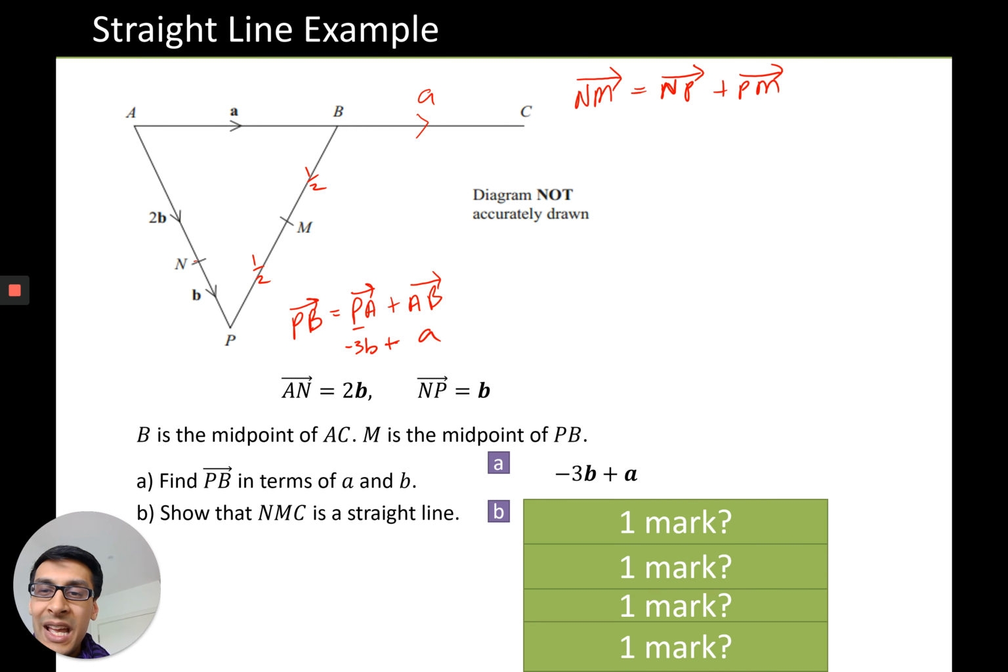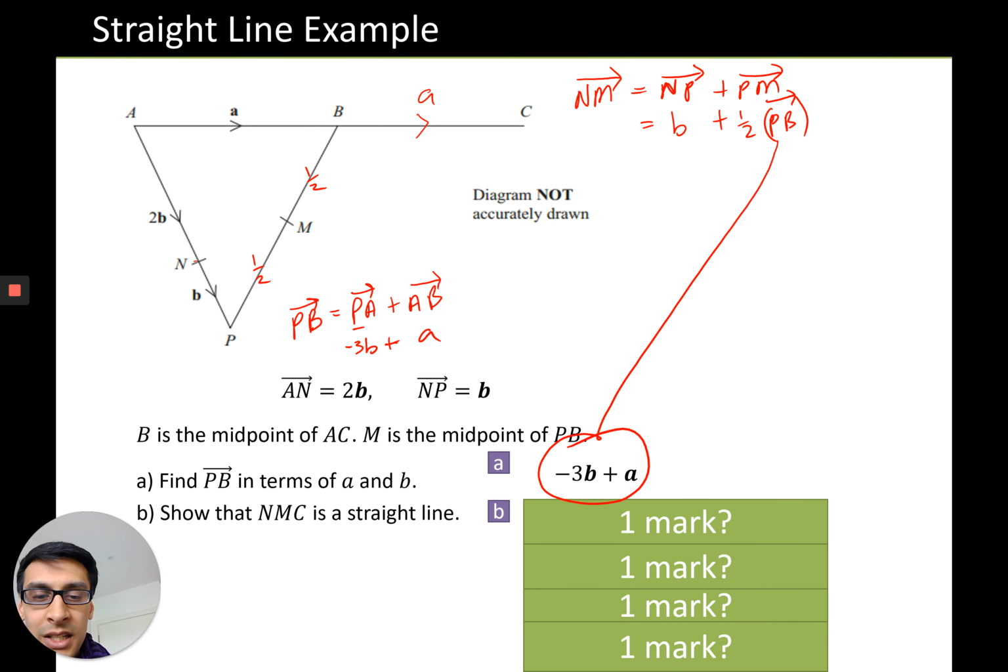Now let's figure out NP. So NP is just B, and PM is going to be half of PB. Luckily, those of you that tried, and hopefully you all tried this question, PB is actually something we just worked out already from part A. So then we can write this all out here.